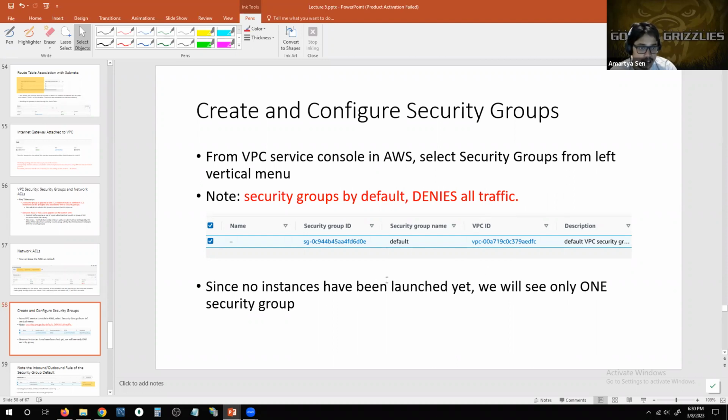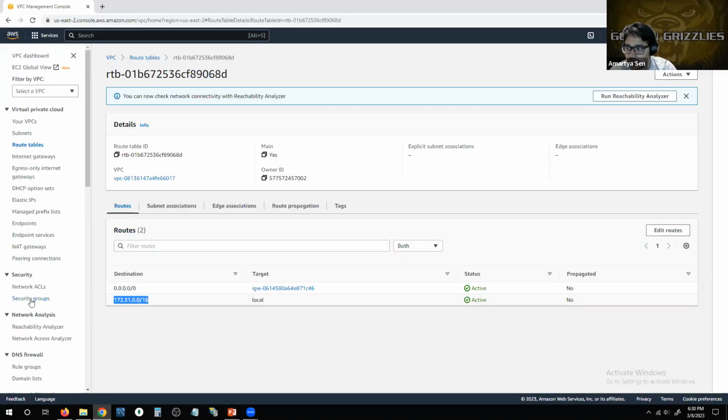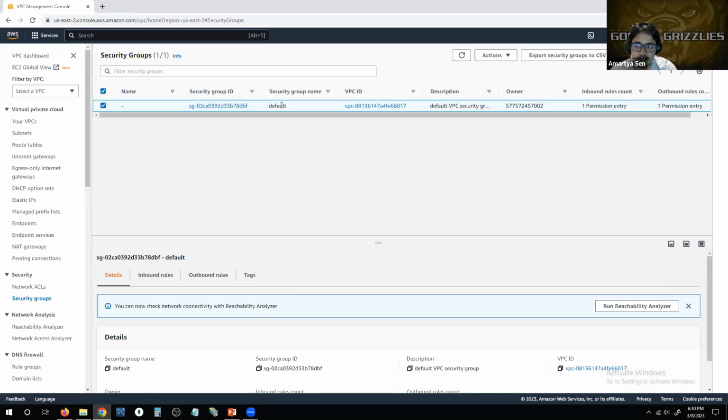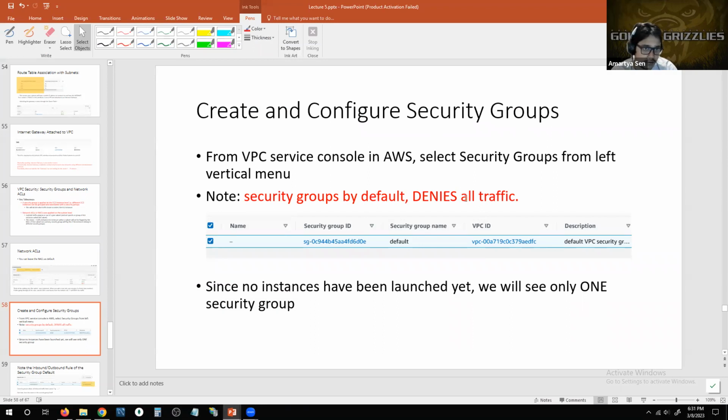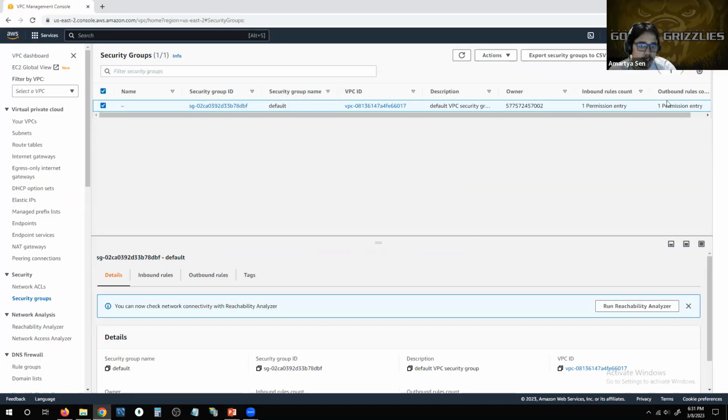Since we have not declared any EC2 instances, and because this SG is applied at the EC2 instance level, we just see the default security group that we talked about here. This is the only security group that is created right now. So when we create our security groups, we have to specify explicit inbound rules, because the property of a security group is to drop or deny all traffic into the security group. Nothing can come in, right? Here it says that there is one inbound rule and one outbound rule. So what could that be?